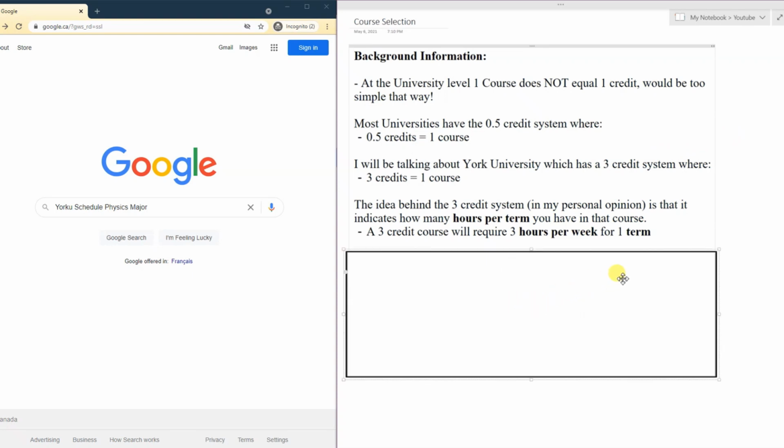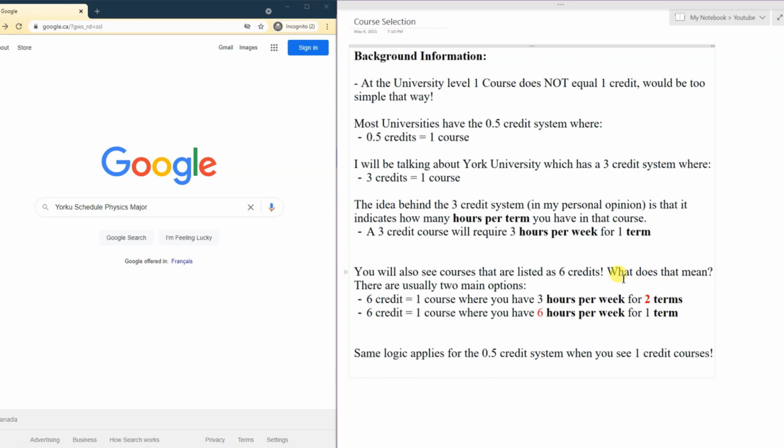So at York University and other universities, you also have other amounts of credits for courses as well. York University has the other very common type, which is the 6-credit course. There's 2 main ways that you get a 6-credit course. You can either have a 3-hour per week course over 2 terms, so the fall and winter, so it's kind of like a whole year course, or you have 6 hours per week in one term. So again, you're just doubling one of the factors, either more hours in 1 week or just a longer term overall. And this applies for the 0.5 logic at the 0.5 credit.